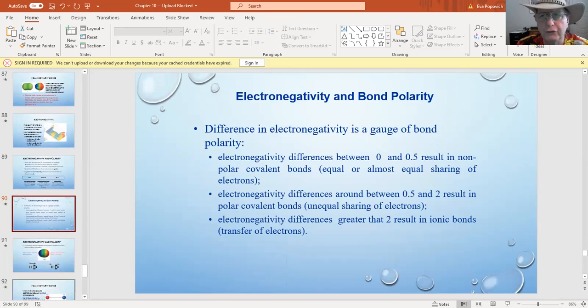And it all has to do with electronegativity. If the difference is between 0 and 0.5, pretty much they're sharing the electrons evenly. Between 0.5 and 2, the one that has the greater electronegativity is stealing those electrons more. It's going to have a slight negative charge on it. Then if you go greater than 2, that means we have an ionic bond. We've completely stolen the electron.